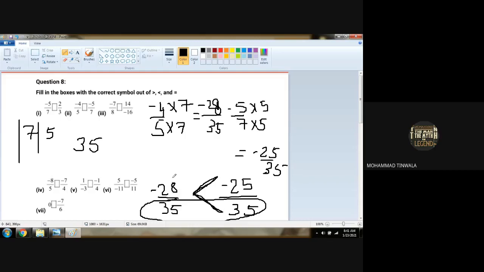Understood, everyone? So question number 2, rest of the sums will be your homework. Yes. Question 8. Okay? Okay, Chalo, sir. Question number 9.